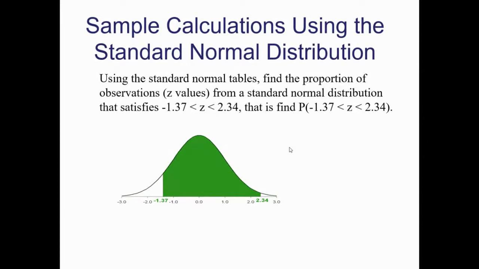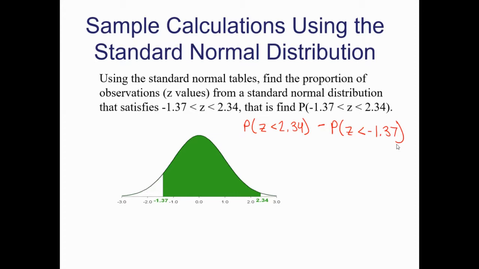So they want us to use our tables to find the probability that z is between negative 1.37 and positive 2.34. Based on our little formula, we want the probability that z is less than 2.34 minus the probability that z is less than negative 1.37.